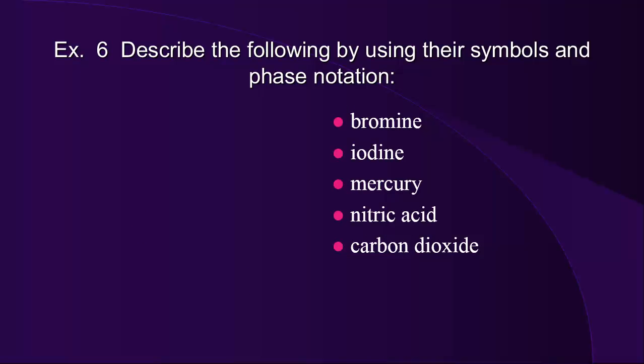Bromine, L, right? Bromine is your only non-metallic liquid. Iodine is below bromine, and because bromine's a liquid, iodine must be a solid. I showed you iodine when we did the volcano demonstration. Mercury. Mercury is your only metallic liquid.